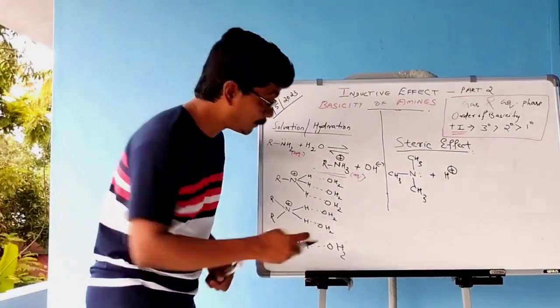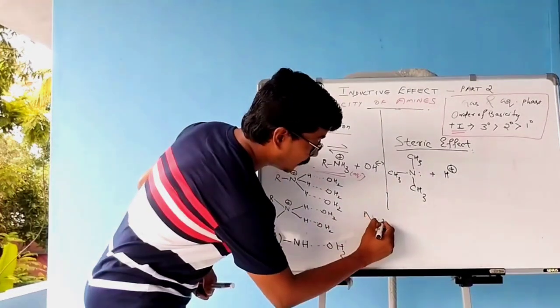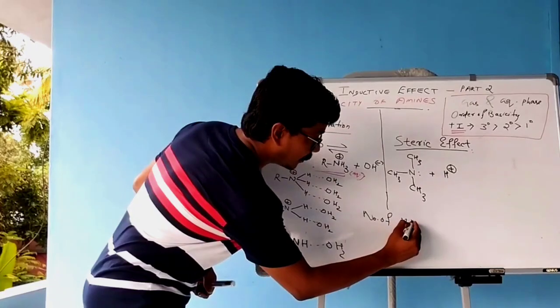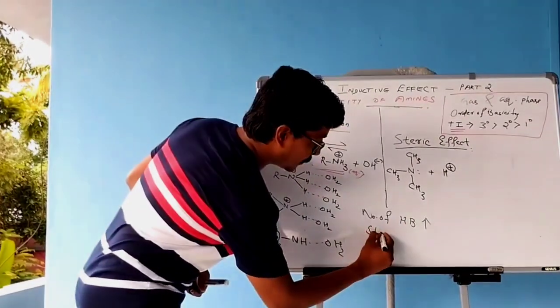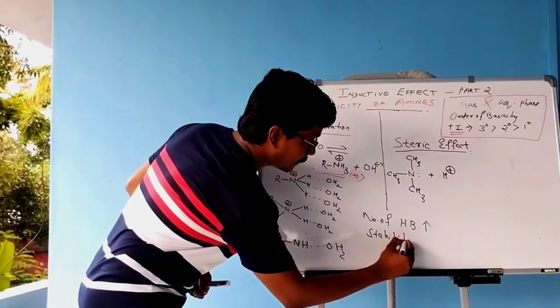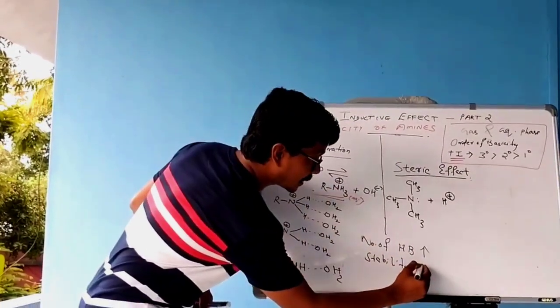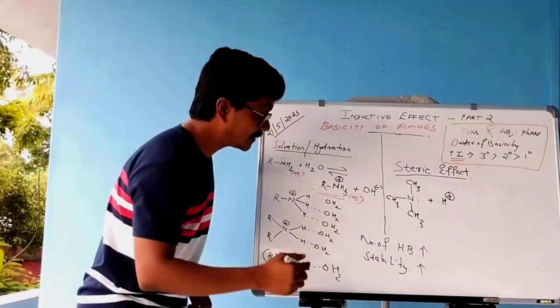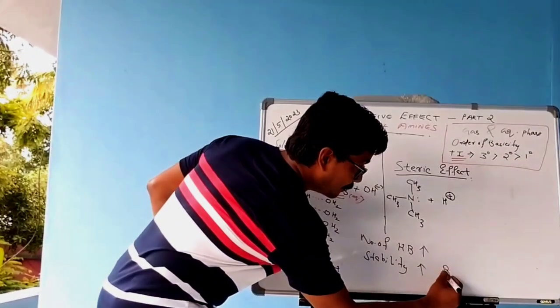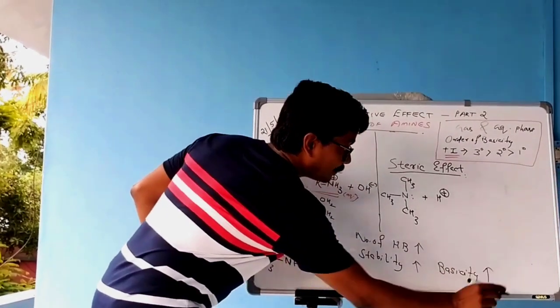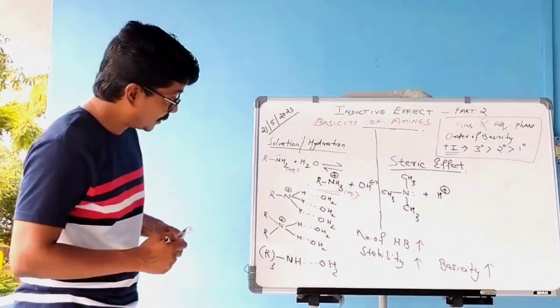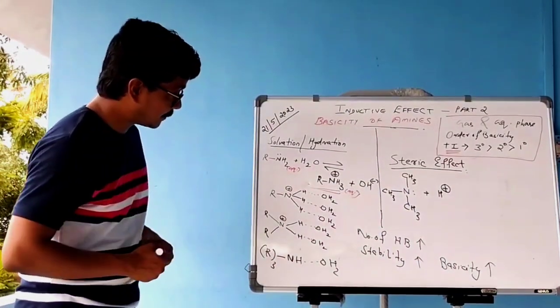I will write it here. Number of hydrogen bonds increases, stability of alkyl ammonium salt increases, which in turn increases the basicity of amine. Okay, so let's look into this example.